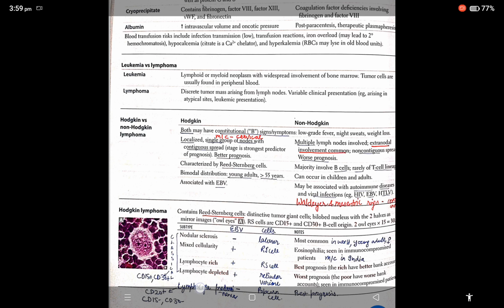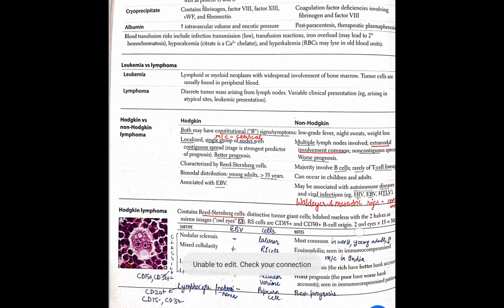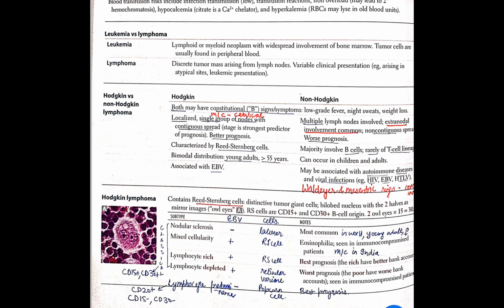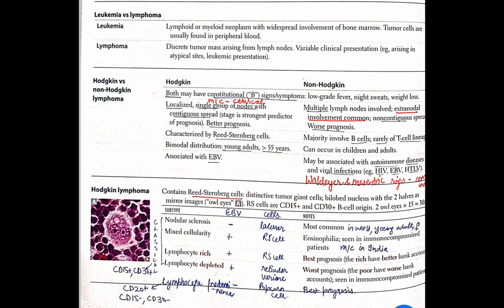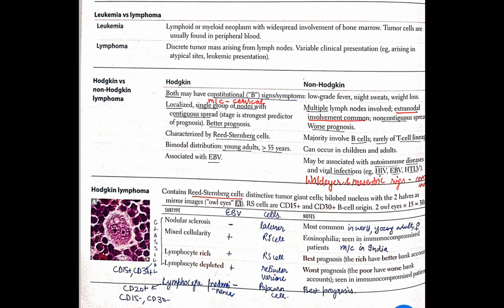While lymphocyte predominant is CD20 positive and CD15 and CD30 negative. Then next we have the EBV positivity. EBV positivity is present in all the types except nodular sclerosis and lymphocyte predominant. The one with sclerosis will not let the EBV enter into it, and the lymphocyte predominant also.